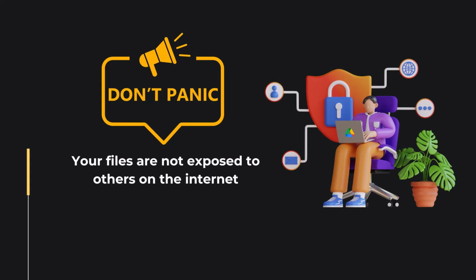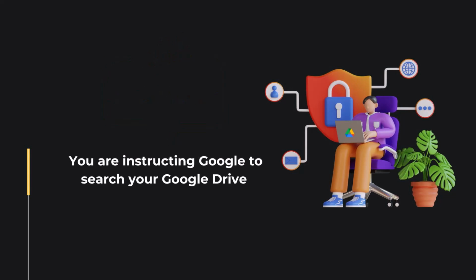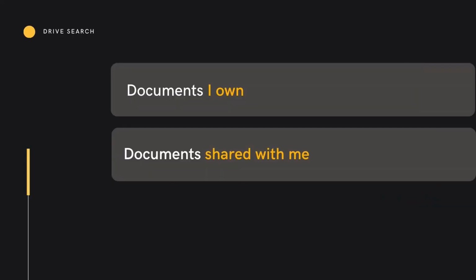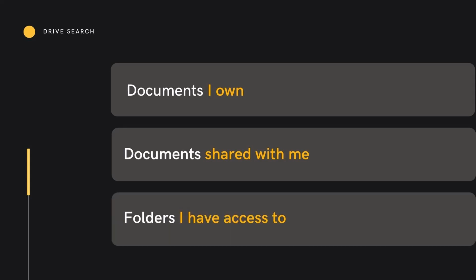This does not mean that your Google files are exposed to others on the internet. It's instructing Google to look at your Google Drive when running the search. To that end, you can search documents you own and documents that have been shared with you as a viewer, commenter, or editor. You can also search for folders in your drive or a shared drive folder.